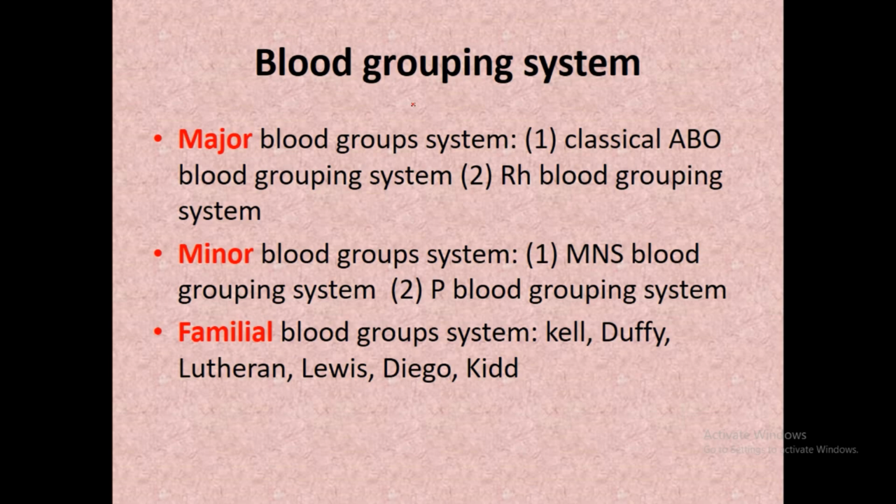Blood grouping system: major, minor and familial blood grouping systems. Major blood group systems include the classical ABO blood group system and the Rh blood group system, whereas minor blood group systems include the MNS blood grouping system and the P blood grouping system. There are a few blood groups which run within families. These are the Kell, Duffy, Lutheran, Lewis, Diego and Kidd. So these all are blood grouping systems. But widely and majorly we are using the classical ABO blood grouping system and the Rh blood grouping system.